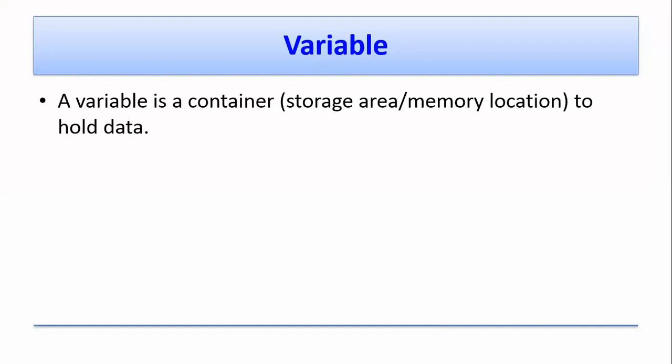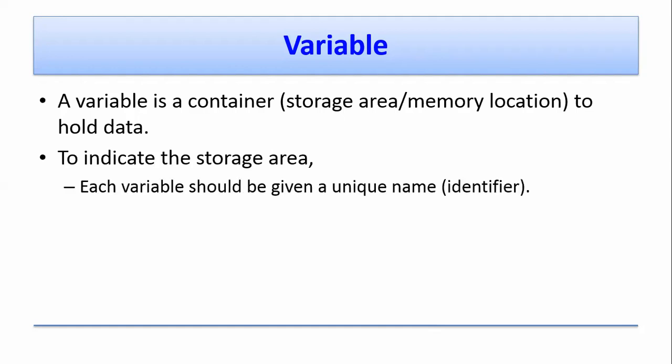For example, if you want to add two numbers, say 10 and 15, before adding those two numbers, we have to store those numbers in memory. Usually we store the values in memory. Those are called variables. The variable is a container to hold the data, to indicate the storage area.